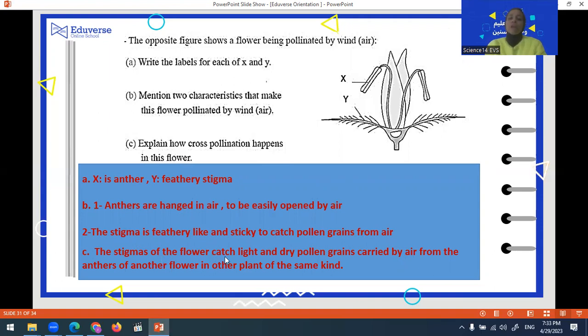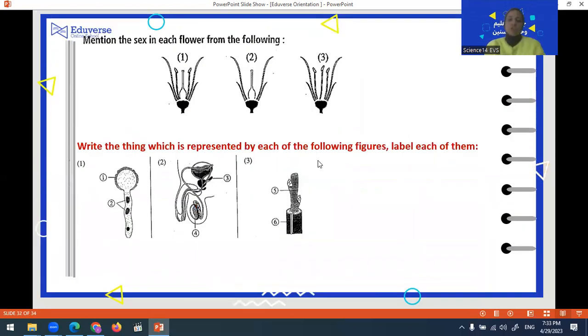The stigma of the flower catches the pollen. This is a very important character for the pollen grain also: it can be carried by the wind, so it must be dry and light in weight and huge in number. So light and dry pollen grain is carried by the air from the anther of one flower to another plant of the same kind, it must be of the same kind. This is the definition of the cross pollination type.